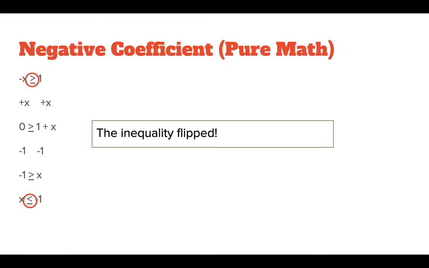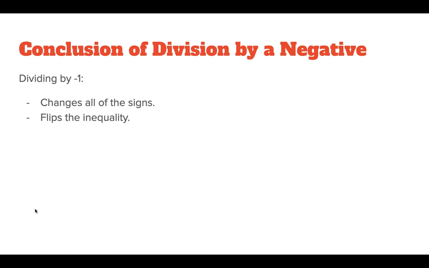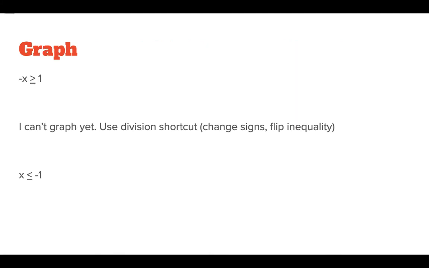When I divide by a -1, what I'm really doing, if you look at the difference between what's up here and what's down here, is flipping the inequality and changing both of the signs. The -x became a positive x, the inequality flipped, the +1 became a -1. So that's the summary that I'm going to put on this now. Dividing by -1 is changing all the signs and flipping the inequality. Some people refer to it as change, flip, change. Change the signs, flip the inequality.